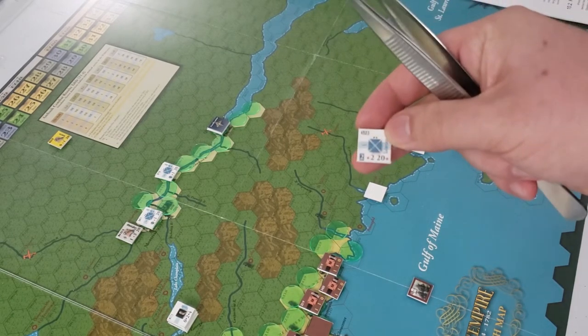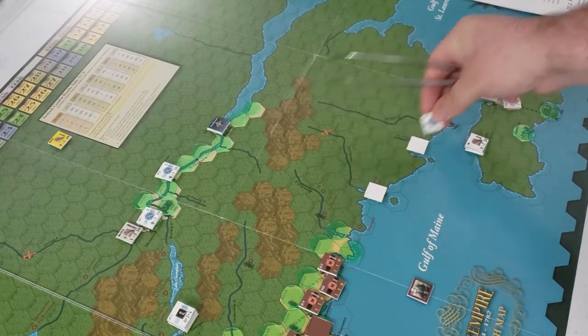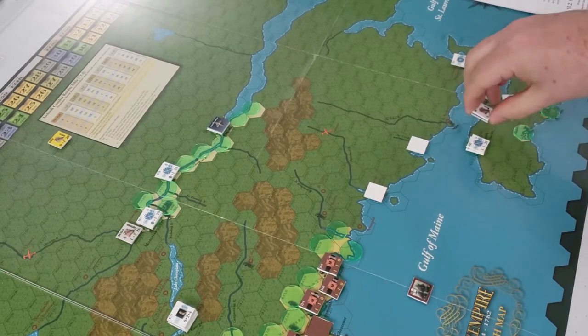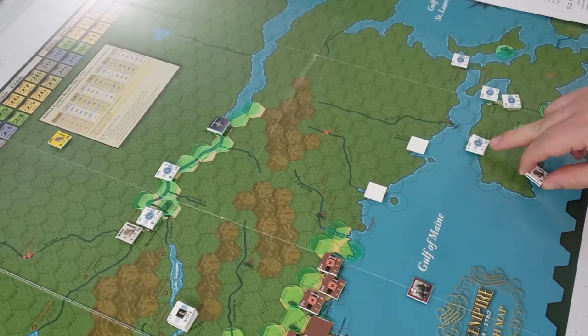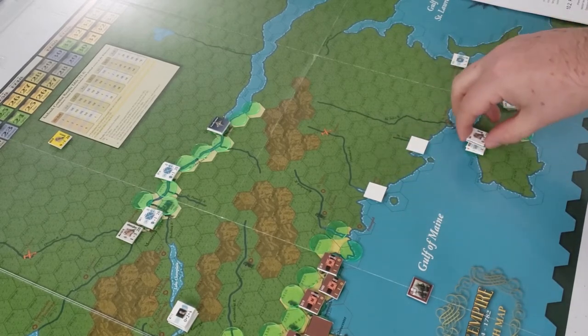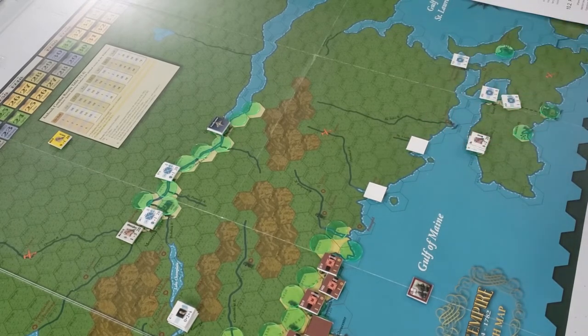So, you know, had this guy still been around, he could be running around rebuilding outposts, but because he's gone, it's going to be really hard to make that. I do have a couple other units around that could make their way over here, but they're going to be very susceptible to being defeated by Church.